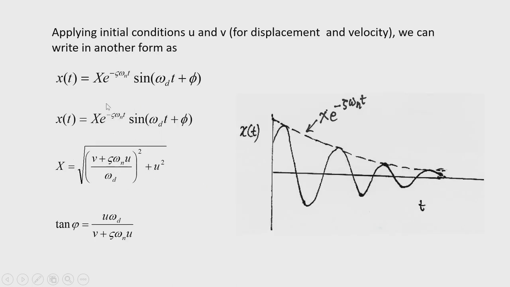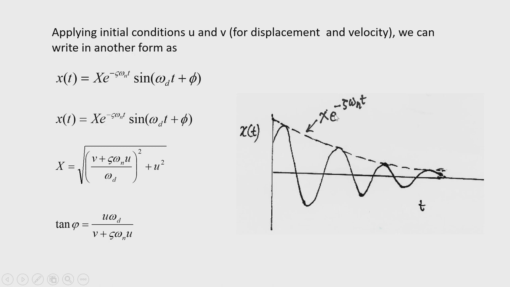That is written here, capital X is the amplitude and phi is the phase angle. So, it is written as x equal to capital X e to the power minus xi omega n t into sin omega d t plus phi. So, at any instant of time, capital X is the amplitude of the motion, but it is decaying. This amplitude will not be constant as in case of free vibration.